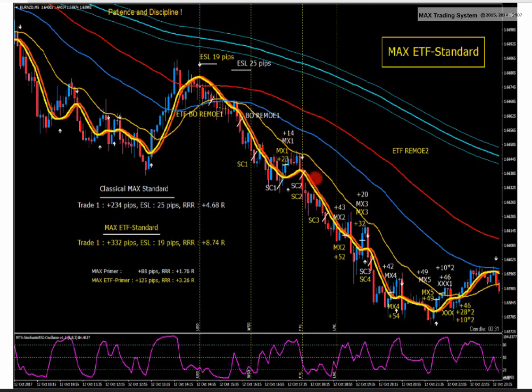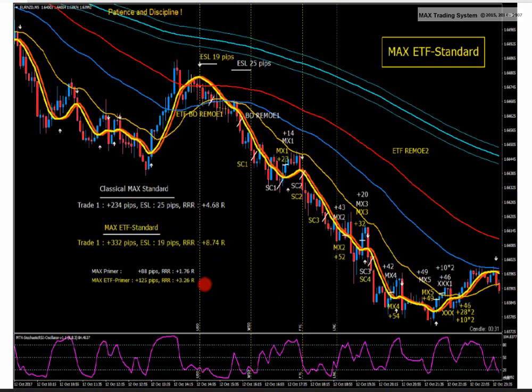A few bars later, we are able to add a second scale-in, then to close a unit here, then to close another unit here, and then to make another scale-in, close 1 unit here, close 1 unit here, and then the final exit here. We had reason to close the trade here. And so we had 1 initial entry, 3 scale-ins, and 5 scale-outs plus the final exit, for a total result of 234 pips, representing a reward to risk ratio of 4.68 R.